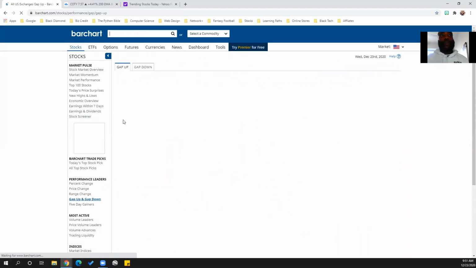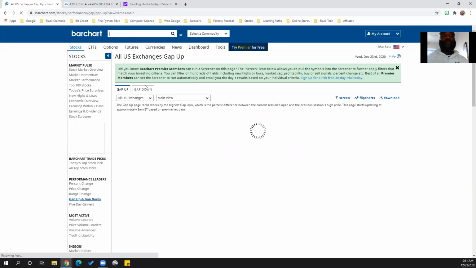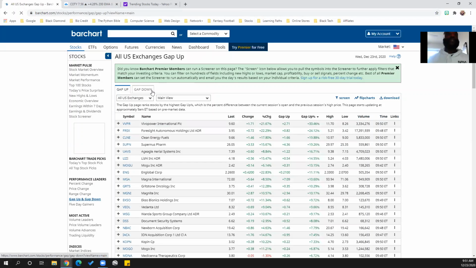Normally, I'm a bullish trader, so I typically stay in the gap up tab. But if you guys are bearish traders, some contrarians or whatnot, and you like to scalp the market that way, they also have a tab for gap down. So as soon as this loads, all right, cool.